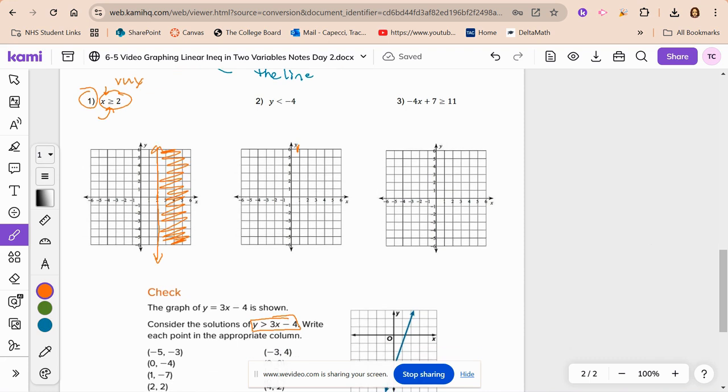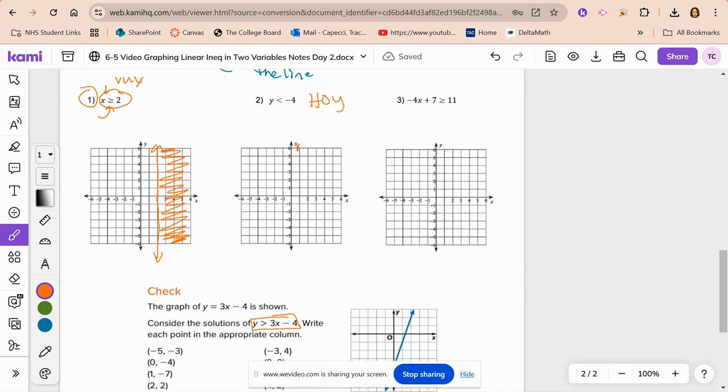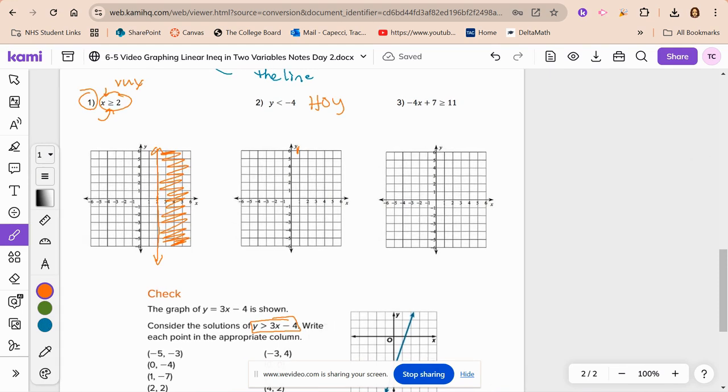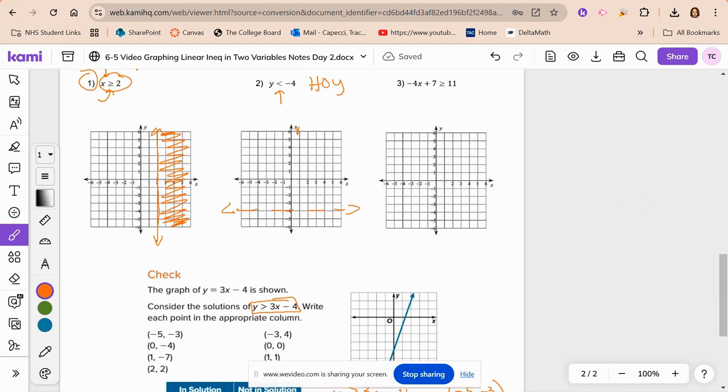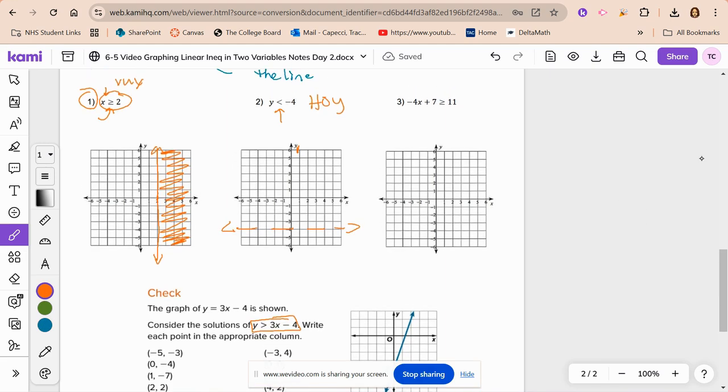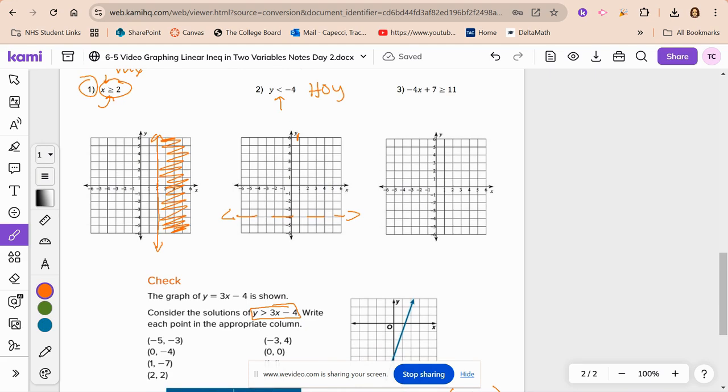Okay, we're going to look at the next one. This one again is a HOI because it has a y. And we're going to go through negative 4. But this time we know, because we don't have a line underneath here, it's going to be a dashed line. So I'm going to dash it here. And it's talking about numbers that are less than, right? Less than or equal to there is going to be less than. Numbers that are lower than 4 appear here below the line.